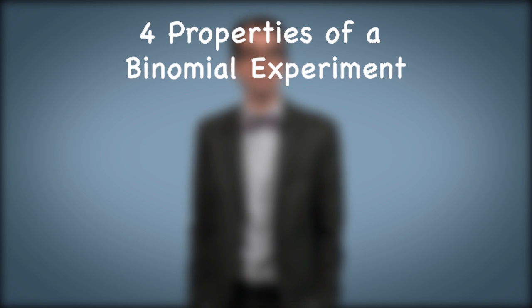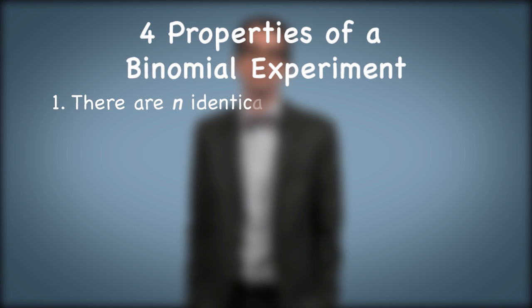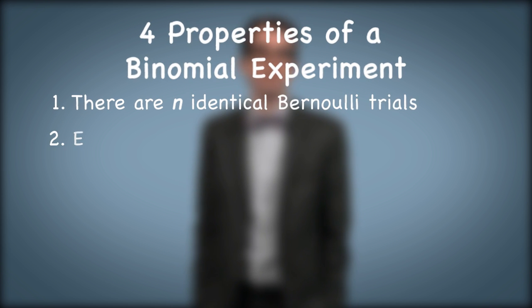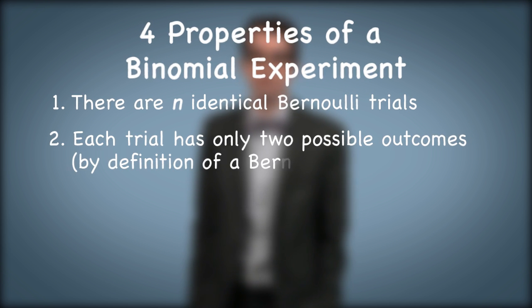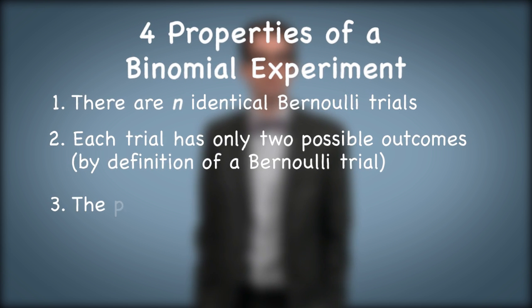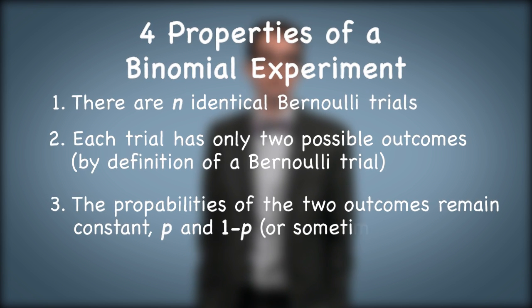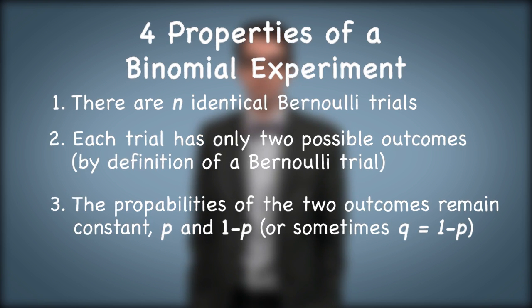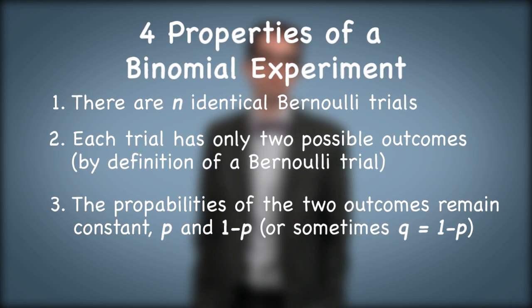There are four properties of a binomial experiment, in addition to the typical properties of a probability. The first is that we are observing n identical Bernoulli trials. The second is that each trial has only two possible outcomes, naturally by definition of a Bernoulli trial. Third, the probabilities of the two outcomes remain constant. The probability of success is p, therefore the probability of failure, or the complement of success, is 1 minus p. Some textbooks use q as the notation for 1 minus p, but I prefer to be explicit.